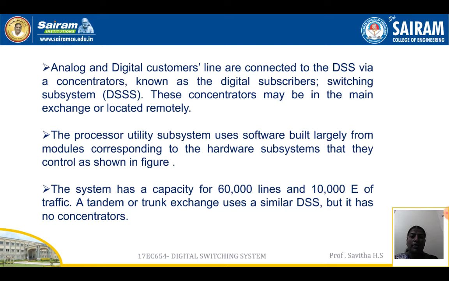Analog and digital customers' lines are connected to the DSS via concentrators known as digital subscribers switching subsystem, DSSS. These concentrators may be in the main exchange or located remotely. The processor utility subsystem uses software built largely from modules corresponding to the hardware subsystems that they control, as shown in the figure. The system has a capacity of 60,000 lines and 10,000 erlangs of traffic. A tandem or trunk exchange uses a similar DSS but it has no concentrators.